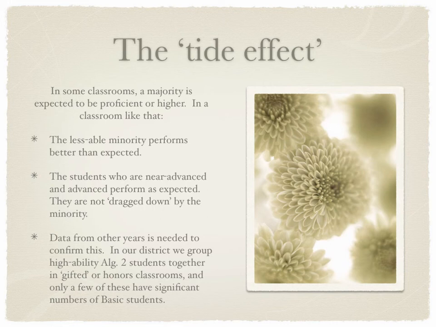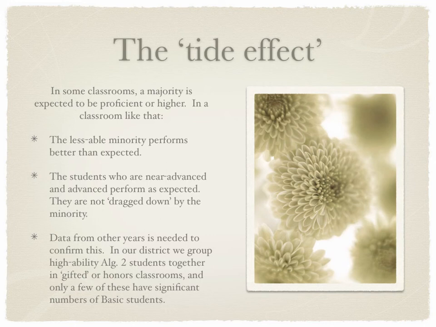In a classroom like that, the less able minority performs better than expected, better than their peers in classrooms where the average expectation is closer to the proficient level or lower. The students who are near advanced and advanced perform as expected. They're not dragged down by the minority in these classes, at least in the classes that I looked at.